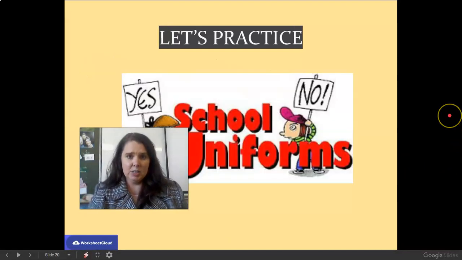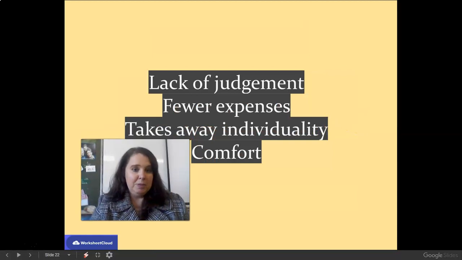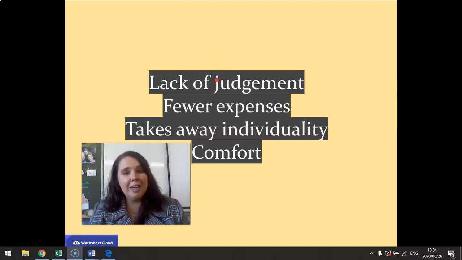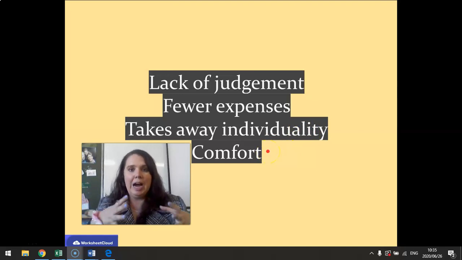Okay, so like we did, let's practice. We're still looking at the school uniforms concept, but now we have to look at both sides of the arguments. With your introduction, as we've said, you will pose a question. You'll still give your main points, but remember to show now that you're looking at both sides. So you would say, should school uniforms be banned? There will definitely be a lack of judgments and fewer expenses for the family if school uniform remained. However, school uniforms take away individuality and comfort. So you must show in the introduction with the word however, although, that there are now two sides to this.